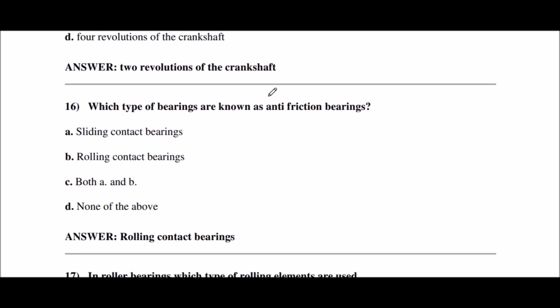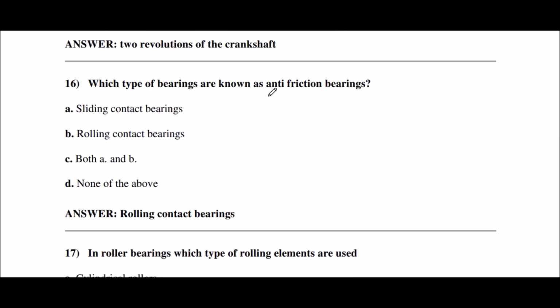Next question. Which type of bearings are known as anti-friction bearings? Option A, sliding contact bearings; option B, rolling contact bearings; option C, both A and B; option D, none of the above. Right answer is option B, rolling contact bearings. Rolling contact bearings are known as anti-friction bearings.